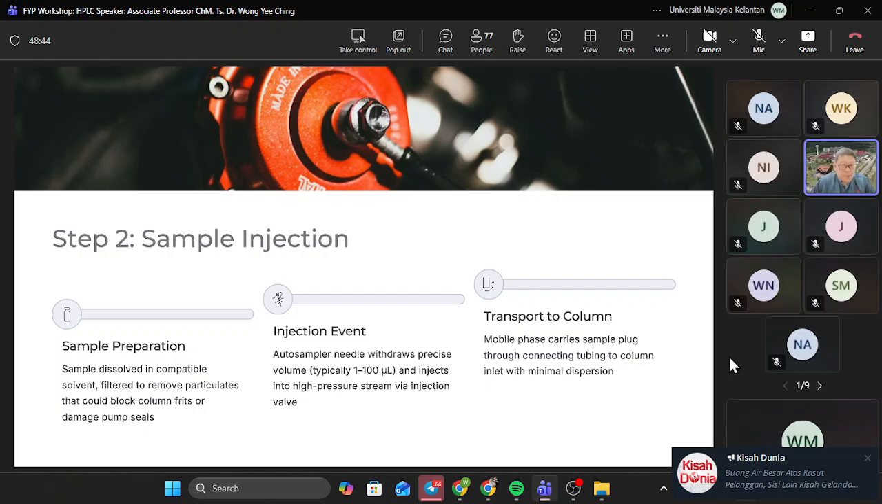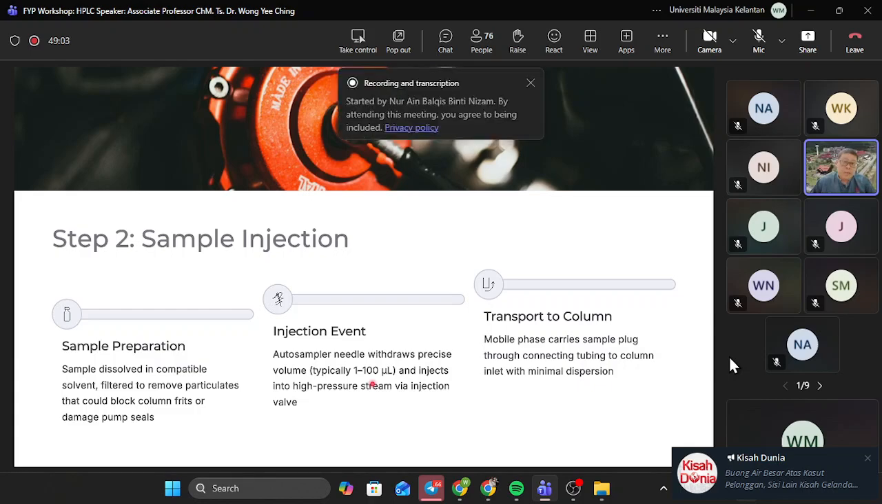Step 2 will be your sample injection, whereby you will be injecting your sample. Your volume is from 1 up to 100 microliters only. You cannot go more than that. Most of the time, injecting more doesn't mean that you are going to have more concentration, because the column itself is quite narrow, so they only permit very few, up to a max of 100 microliters.